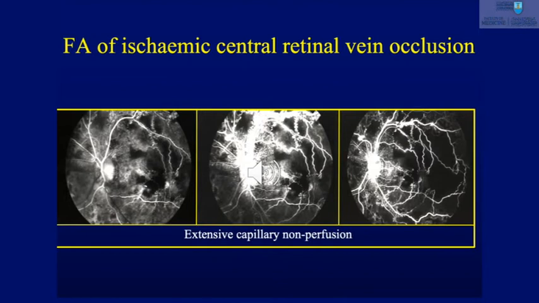Fluorescein angiography of the ischemic central retinal vein occlusion shows non-perfusion of the capillaries, and as you can see in these photographs, there are multiple areas of black or non-perfusion of the capillaries, indicating that there is severe ischemia of the retinal tissue, which may end by severe visual loss.